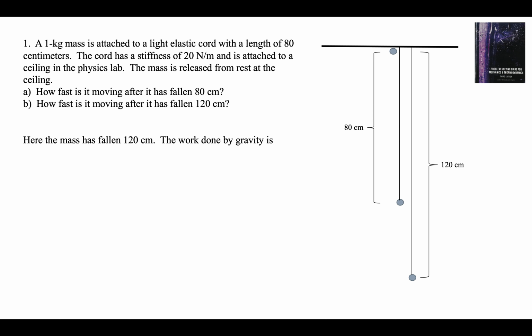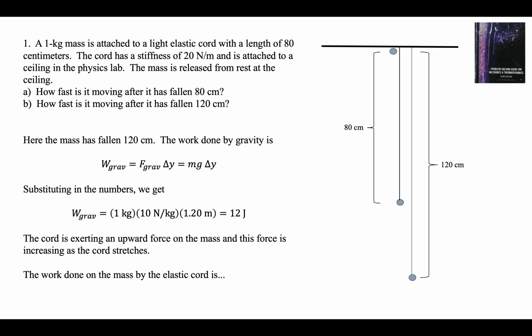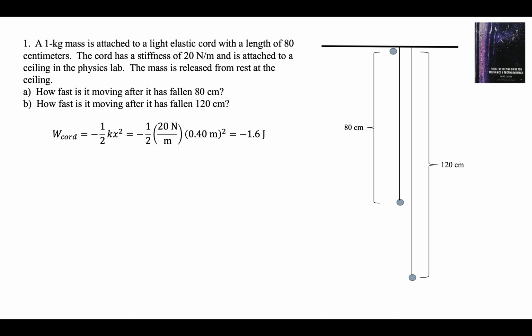On to part B. Here the mass has fallen 120 centimeters. The work done by gravity is the same expression, mg delta y. Here, delta y is 120 centimeters in the direction of the force. Gravity made a deposit of 12 joules into the kinetic energy of that mass. The cord is exerting an upward force, and this force is increasing as the cord stretches. The gravitational force is always 10 newtons during the fall. The cord is stretching, the force gets bigger. The work done on the mass by the cord is minus 1/2 kx squared. There's a negative sign there to remind us that it's slowing the mass down.